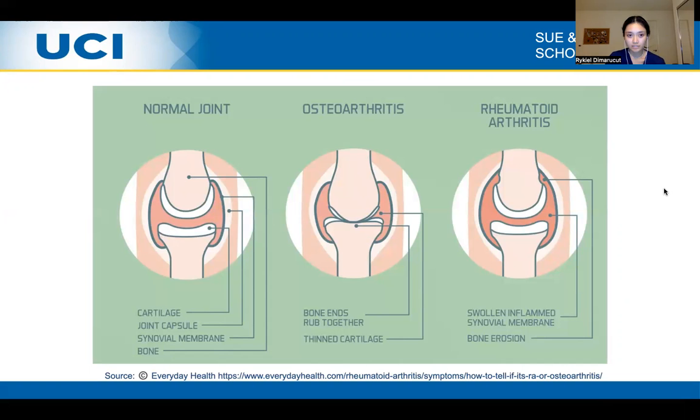So in this picture, you can see that a normal joint is placed next to a joint with osteoarthritis and rheumatoid arthritis. In OA, you can see that the cartilage is more thin. So this causes the bones to rub together. While for RA, the membrane itself is swollen and inflamed, and this causes the pain, and this leads to bone erosion and joint deformity.